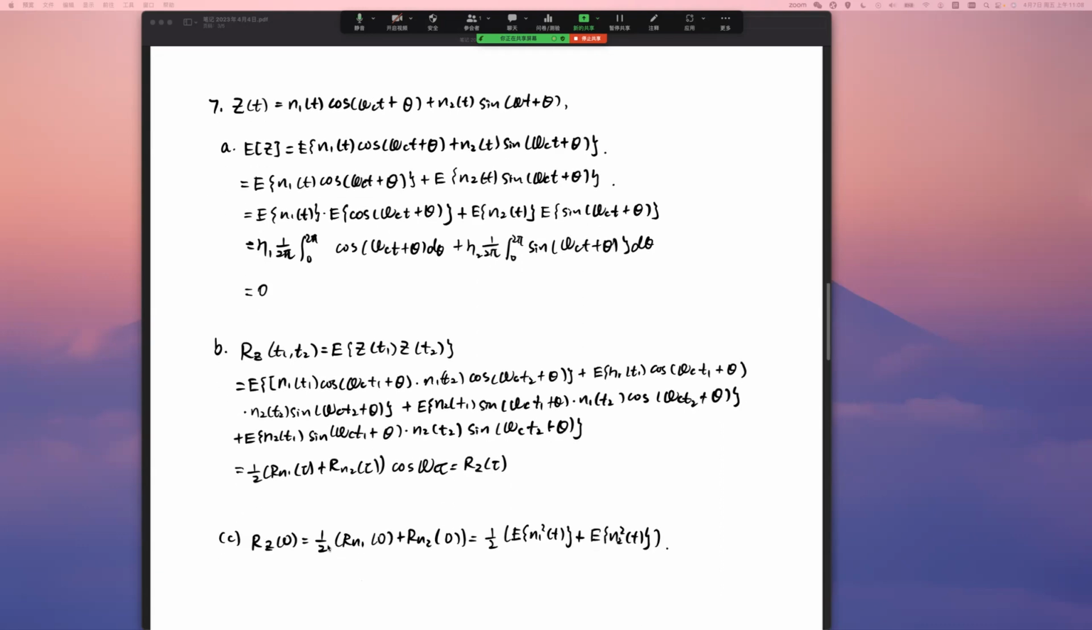For part 2, it asks for R(t1, t2), and we know that it equals the expected value of Z(t1) times Z(t2), which equals the expected value of N1(t1) cosine(omega t1 plus theta) times N1(t2) cosine(omega t2 plus theta), plus the expected value of N1(t1) cosine(omega t1 plus theta) times N2(t2) sine(omega t2 plus theta), plus the expected value of N2(t1) sine(omega t1 plus theta) times N1(t2) cosine(omega t2 plus theta), plus the expected value of N2(t1) sine(omega t1 plus theta) times N2(t2) sine(omega t2 plus theta).